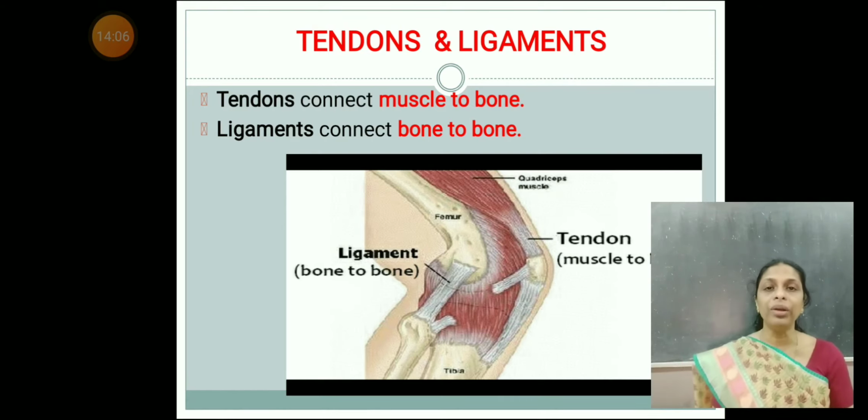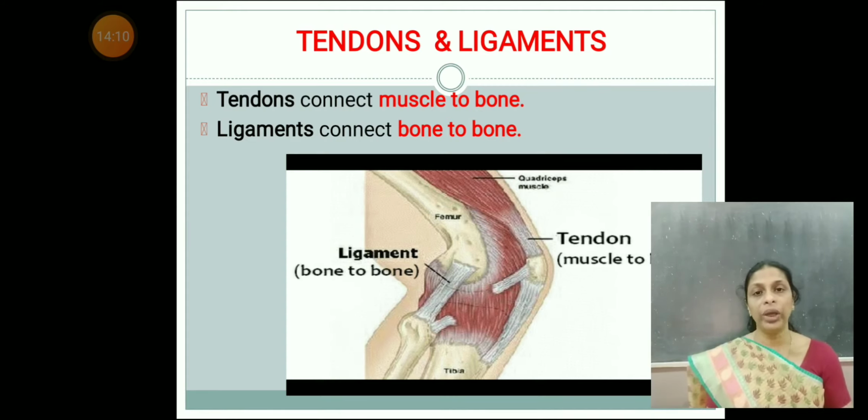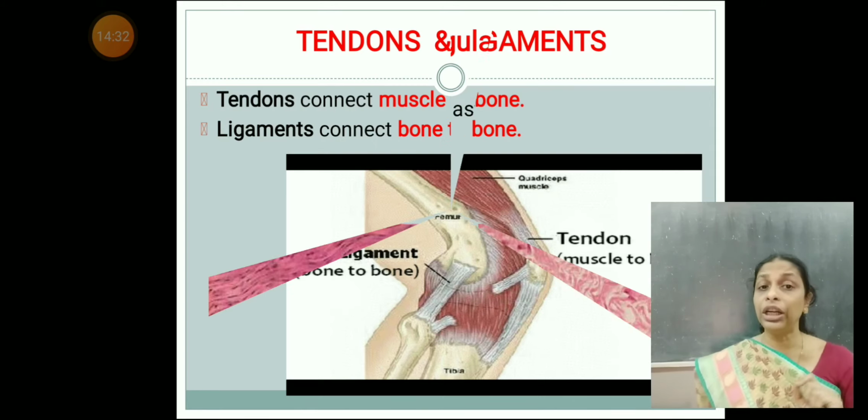So very important from examination point of view. What is that? You have to write the differences between tendons and ligaments, or what are tendons and ligaments. So if a question is asked what are tendons and ligaments, what will you write? Tendons and ligaments are the dense regular tissue, the dense regular connective tissue. Tendons connect muscle to bone and ligaments connect bone to bone. Hope it's clear. So that is all about dense regular tissue.